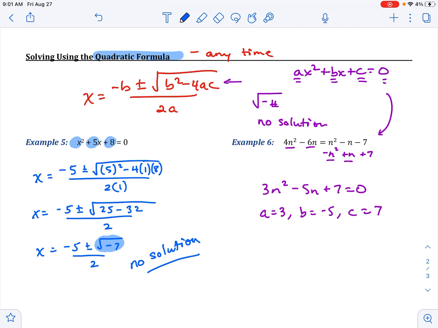Right? And that's the quadratic formula. The really big thing on this is just take your time with it and make sure that you are following order of operations, especially on the inside of the radical.